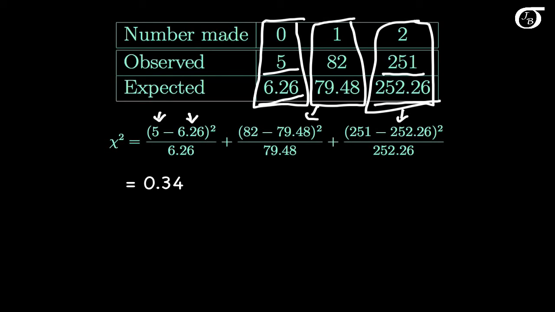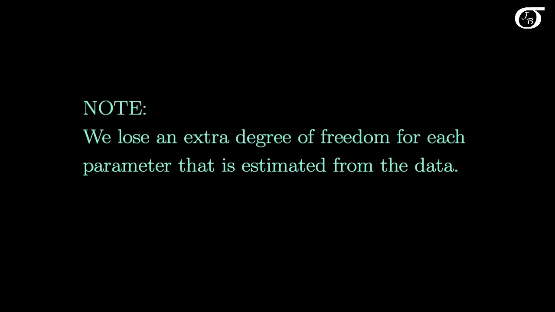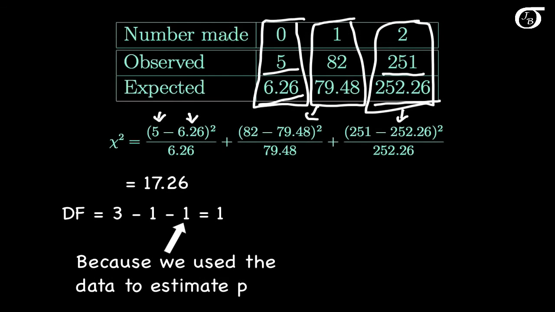We again need the p-value, which means that we need the appropriate degrees of freedom. And it might be tempting to say that we have 3 cells, and so the degrees of freedom are 3 minus 1, but that's not quite right here. An important point to note is that we lose an extra degree of freedom for each parameter that is estimated from the data. And in this case, we used the data to estimate the parameter p, and we lost 1 extra degree of freedom along the way. And so here the appropriate degrees of freedom are 3 minus 1 minus 1, or 1.